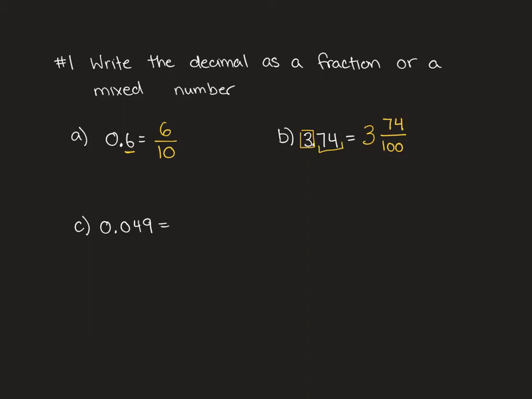Now, when we look at this last example, there are 3 numbers that come after the decimal. So in my fraction, I'm going to have 3 zeros on the bottom. So it's going to be out of 1,000, which is also the name of the last place in the decimal. Now, our numerator is going to be 49. Even though there are 3 numbers after the decimal, you are only going to write 2 numbers at the top because it's 49 thousandths, okay?